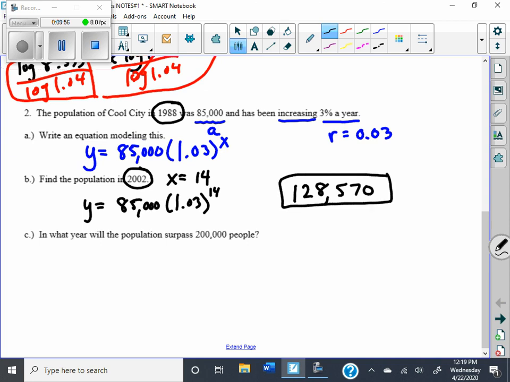All right, C, in what year will the population surpass 200,000? All right, so 200,000 now, again, is our y value in our equation. So 200,000 is equal to 85,000 times 1.03 to the x power. All right, so now let's go ahead and solve this. So again, we're going to divide by 85,000.